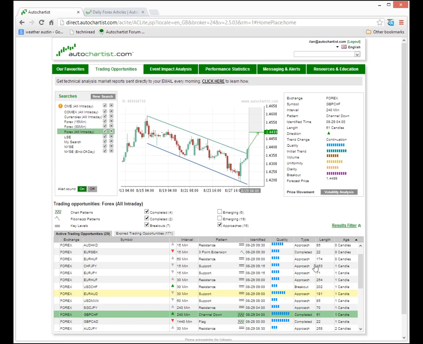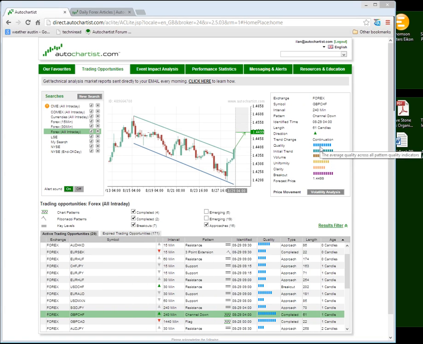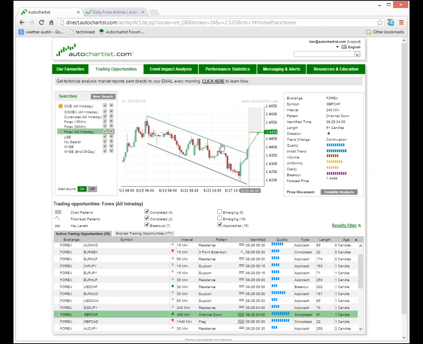Now, if you're a counter trend trader, this is something that you might consider doing, a trade you might consider placing. If you are a trend trader, then you might want to wait 1 or 2 more candles to confirm the change in the trend.